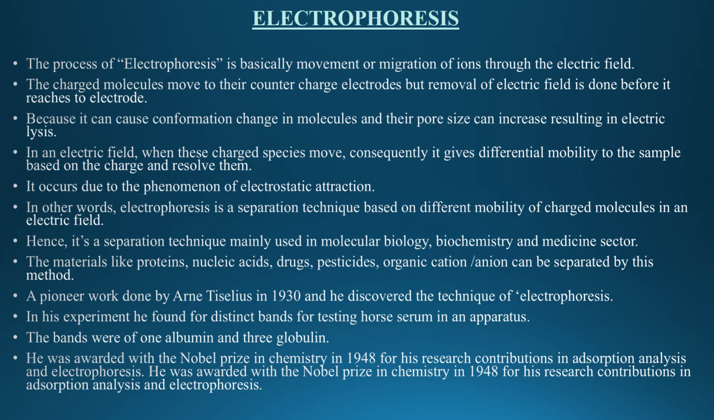Pioneer work was done by Arne Tiselius in 1930, and he discovered the technique of electrophoresis. In his experiment, he found four distinct bands when testing horse serum in an apparatus. The bands were of 1 albumin and 3 globulin. He was awarded the Nobel Prize in Chemistry in 1948 for his research contributions in adsorption analysis and electrophoresis.